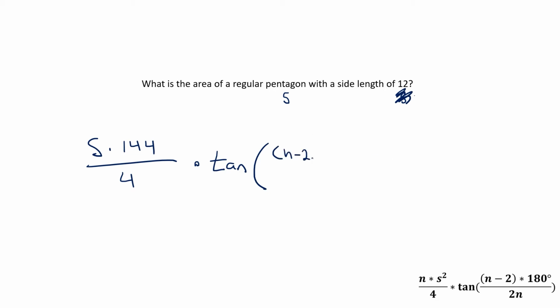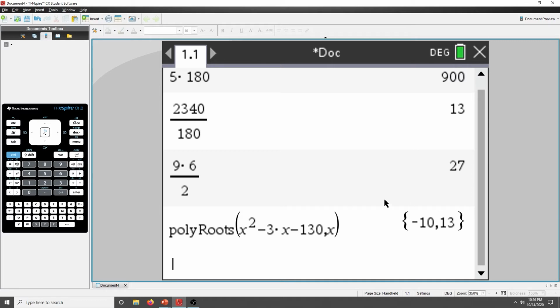n minus 2. N minus 2, which is 3, because we have a pentagon, 5 minus 2, times 180 over 2 times n, which is 10. All right, so we're going to grab this and go in here.